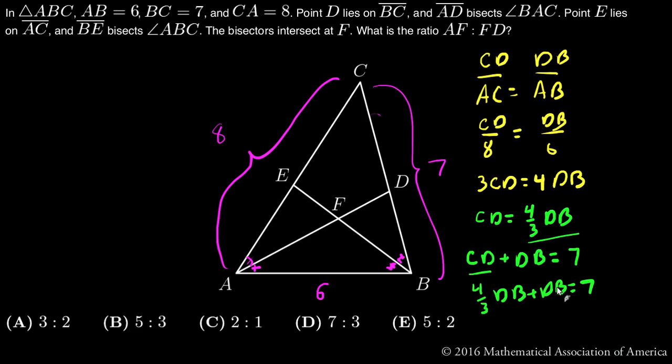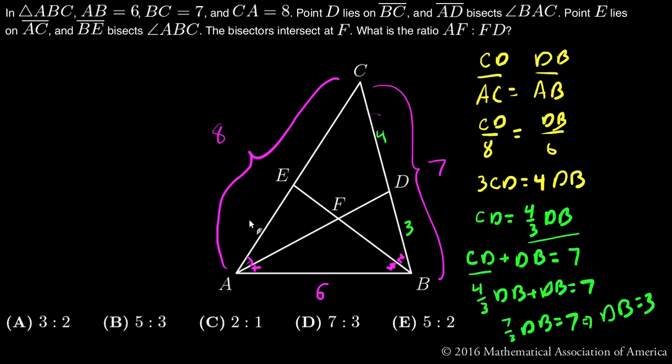Combine like terms, so 4/3 DB plus 1 whole DB, which is the same as 3/3 DB, gives 7 over 3 DB equals 7. Multiply both sides by 3/7, and I will get that DB must equal 3. That shouldn't be surprising. I know that these are in a ratio of 3 to 4, so this one's going to be 4, because 3 plus 4 is 7.